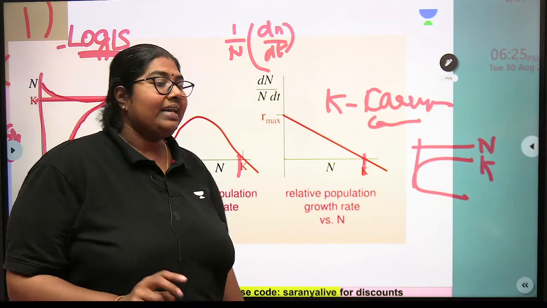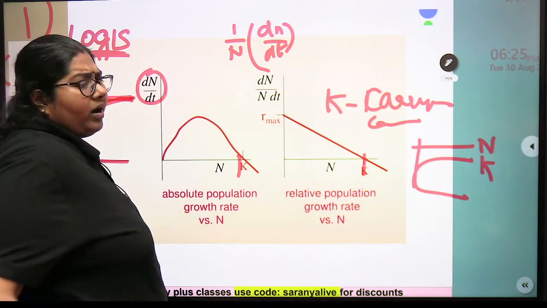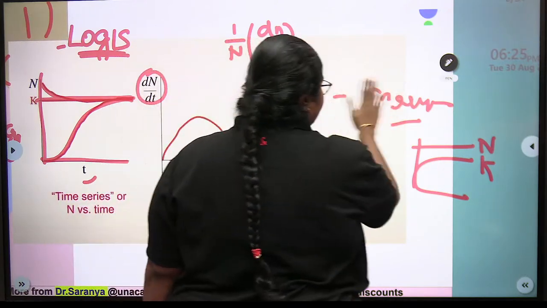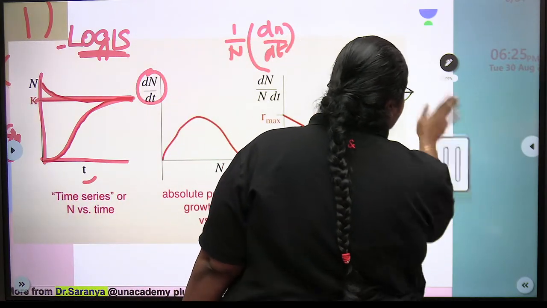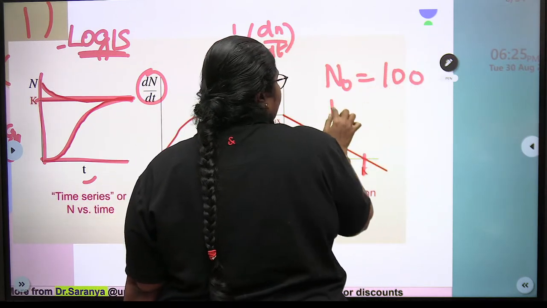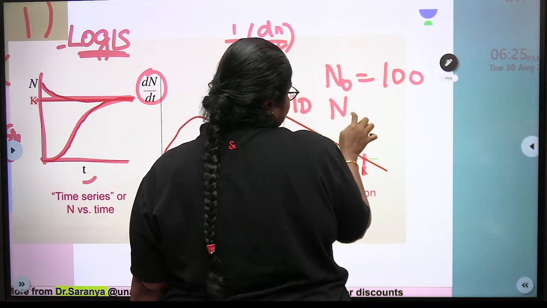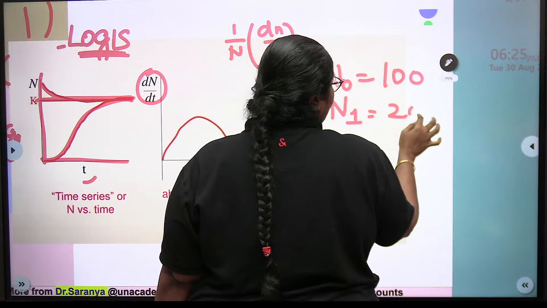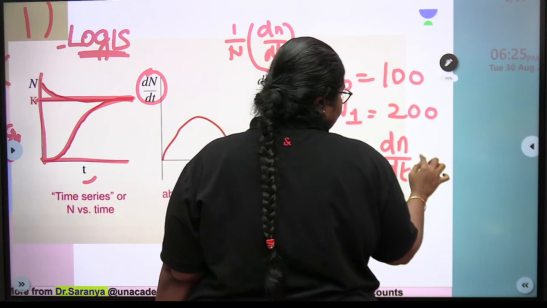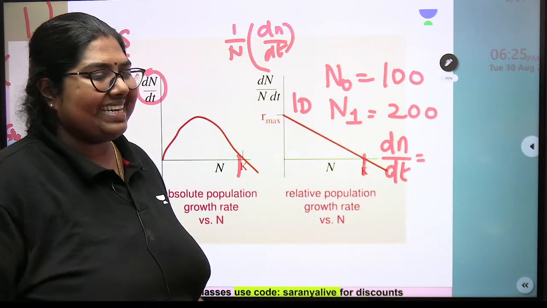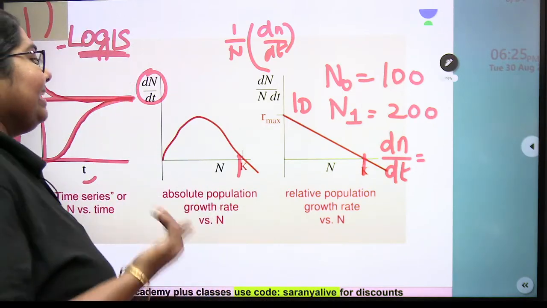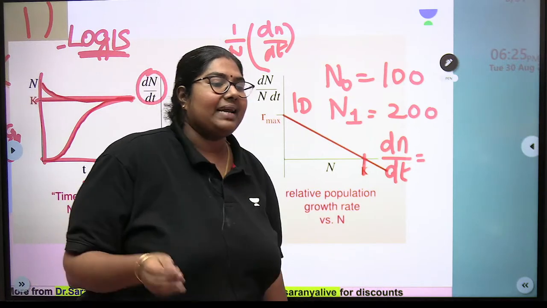Now it is going to be dn by dt. What do you mean by dn by dt? I'll give you an example. You are going to calculate the dn by dt. N naught is going to be 100. In one day, this n1 is going to become 200. So what is your dn by dt? It is how many numbers it is increasing per respective time.